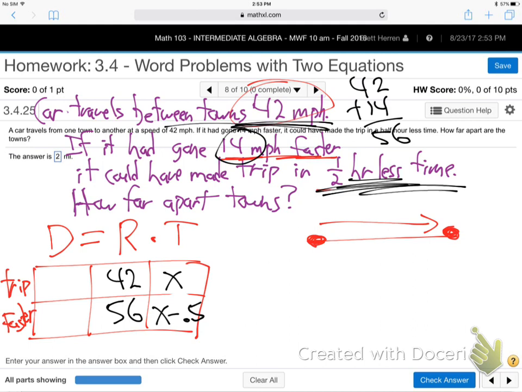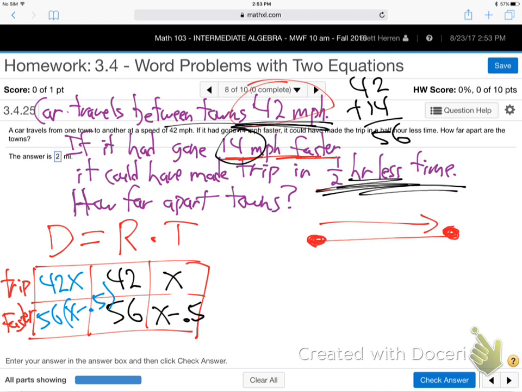So those front 2, this is going to be 42 times X, and this is going to be 56 times X minus 0.5. You can distribute that now or later, it doesn't really matter. Okay, that's all good. I got my 6 boxes. But are there any other numbers I haven't used? No, I've used all the numbers, haven't I? Well, then what am I going to do now?